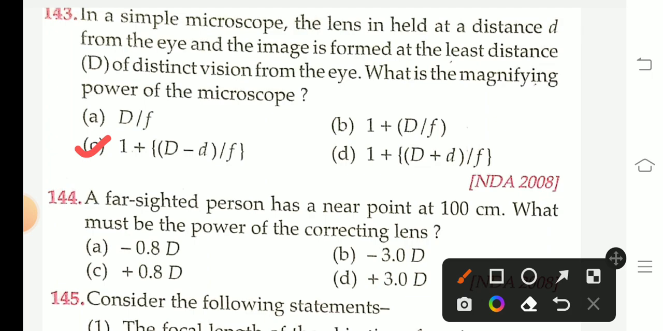Next, a far-sighted person has a near point at 100 centimeter. What must be the power of the correcting lens? Right answer will be option D, plus 3D.